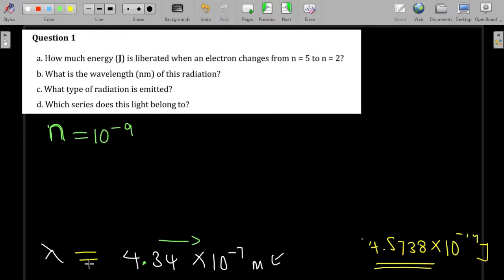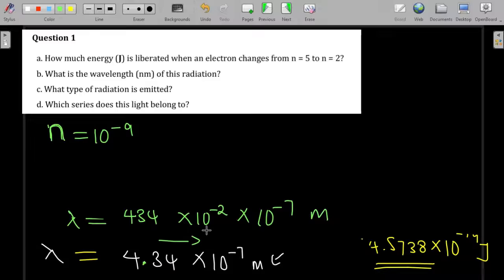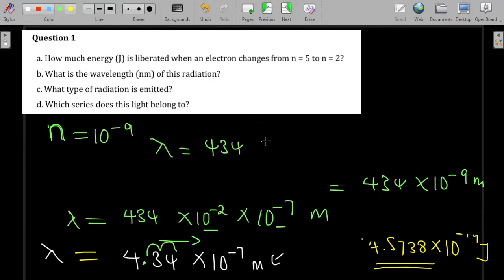So this number, the way it is, I can write it as lambda equals 434 multiplied by 10 to the power minus 2 multiplied by 10 to the power minus 7 meters. So this guy here simply means I've moved this point 1, 2. And then these ones are the same. So I can combine them to just get 434 times 10 to the power minus 9 meters. So this is what I have. I have my lambda equals 434 times 10 to the power minus 9 meters.